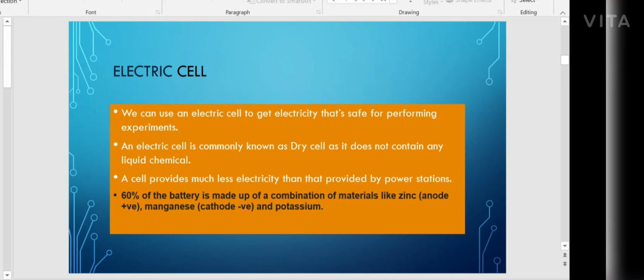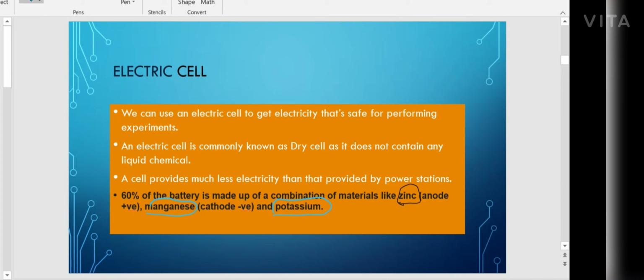So here you can see the combination of materials. What are the materials given here? Zinc, then manganese, potassium. So the main chemicals stored inside the cell or battery, which give chemical energy that is converted to the form of electrical energy, are zinc, manganese and potassium.